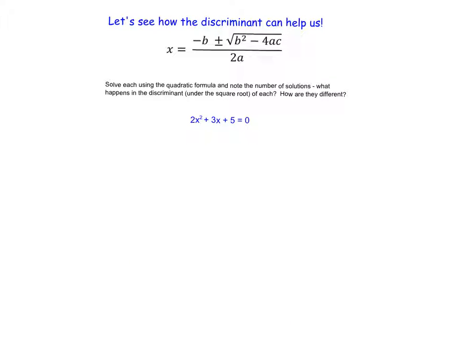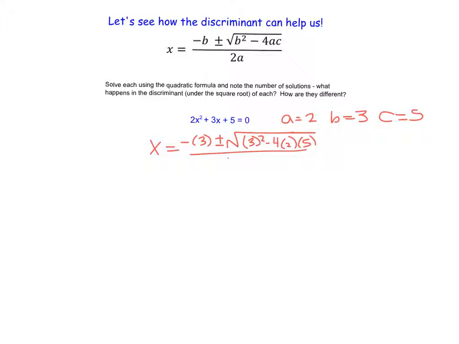All right, and finally the last one here. So we're going to use the quadratic formula one more time. A is equal to 2, B is equal to 3, and C is equal to 5. So I have x is equal to negative b plus or minus the square root of b squared minus 4 times a times c, all divided by 2 times a.